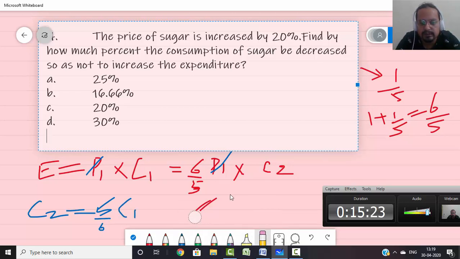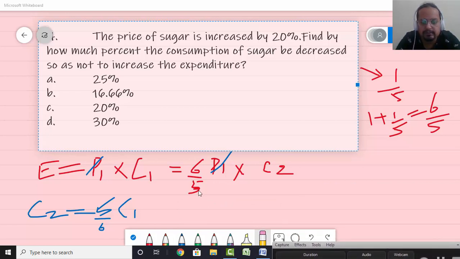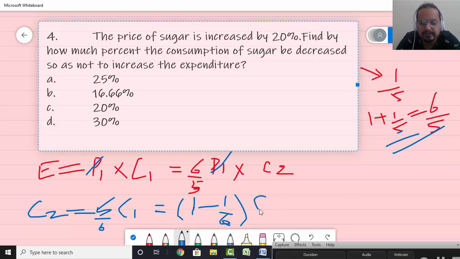Now once we get to this, it's pretty simple. 6 by 5 was what? 1 plus 1 by 5. In a similar fashion, write it as how many times will be reduced from 1. So 5 by 6 will be what? 1 minus 1 by 6. That is a reduction. 1 minus 1 by 6 times C1.